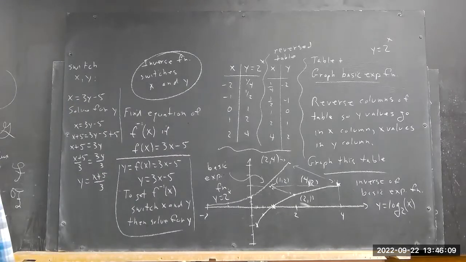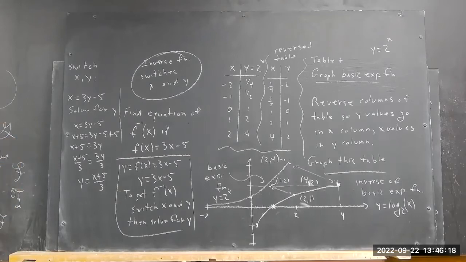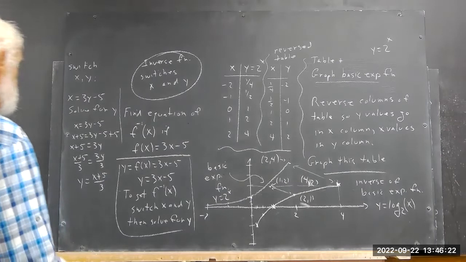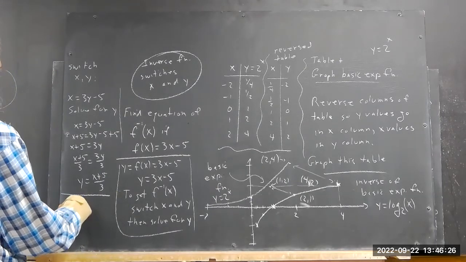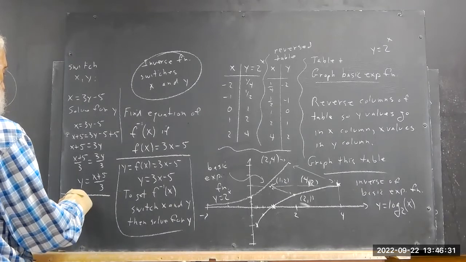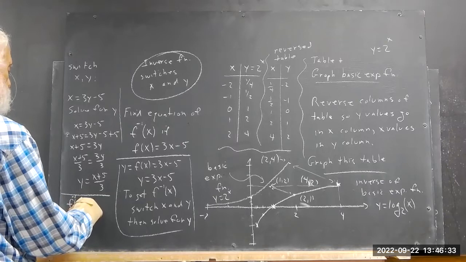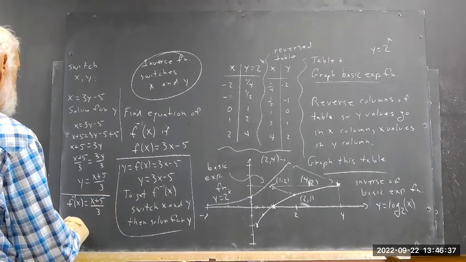No big deal. And for a linear function, it's always easy. For a rational function, it can get a little bit tricky. Boy, I'm running out of board space. I'm going to do stuff like this. Okay, so we got this now. f inverse of x then is x plus 5 over 3.